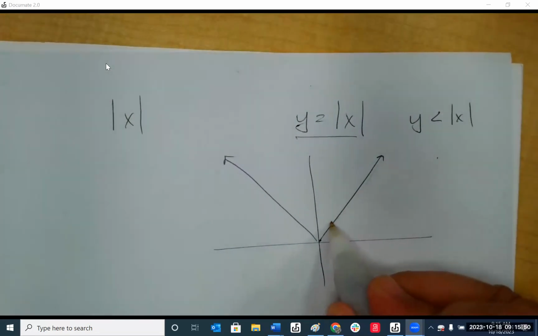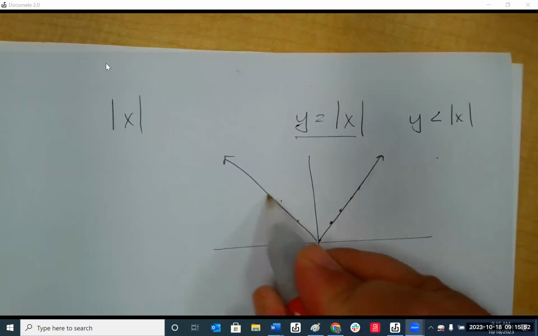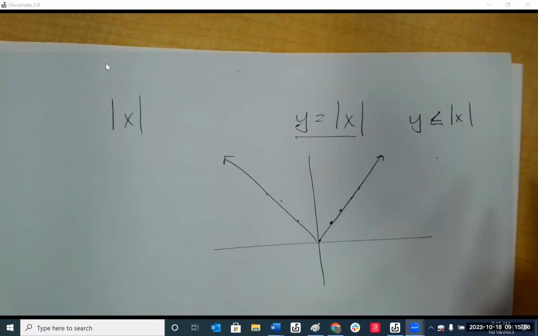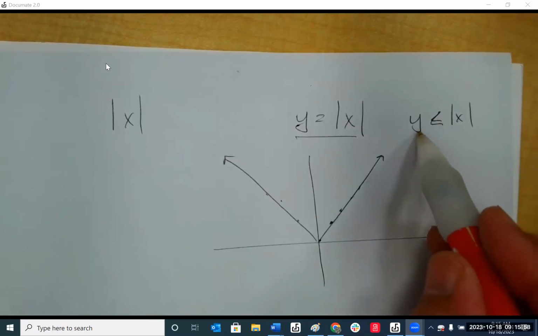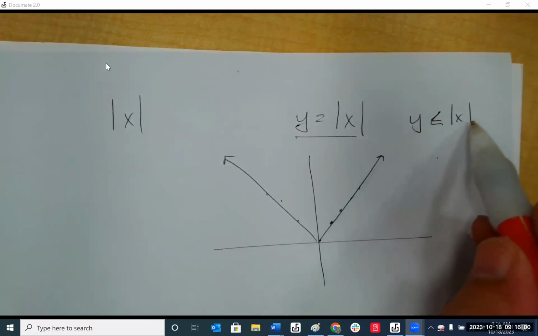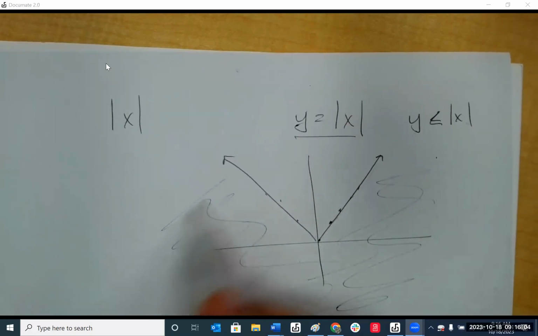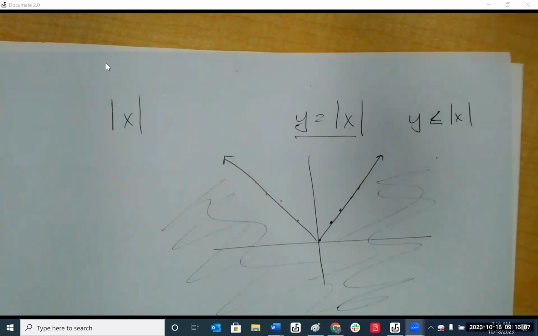It's just each of these dots here. But think of inequality. These are all the y values that are less than absolute value of x. In other words, it's all of these. That's what we're going to cover next. It's not just one answer. It's an infinite amount of answers. You just have to see one side of it, either above or below the graph. That's what we'll do next week.